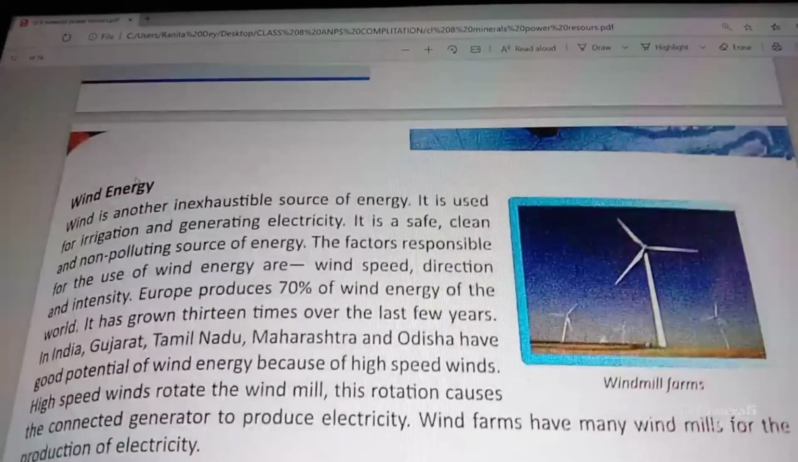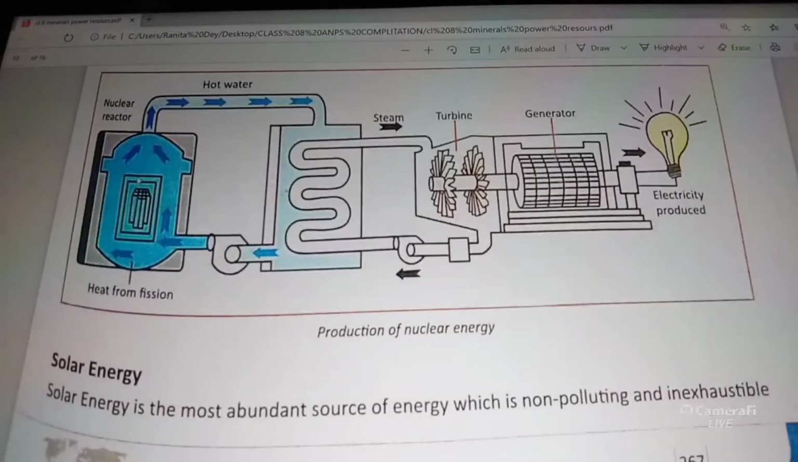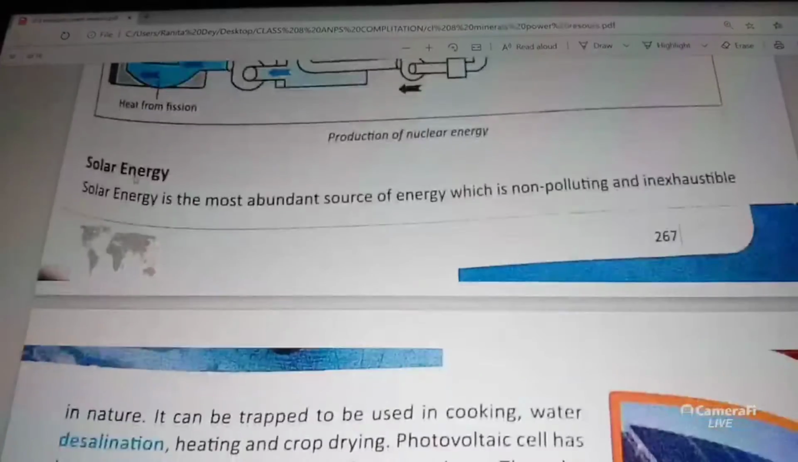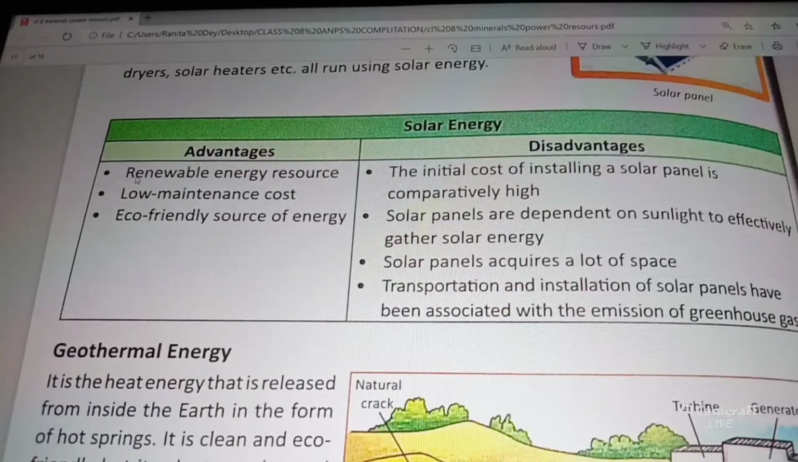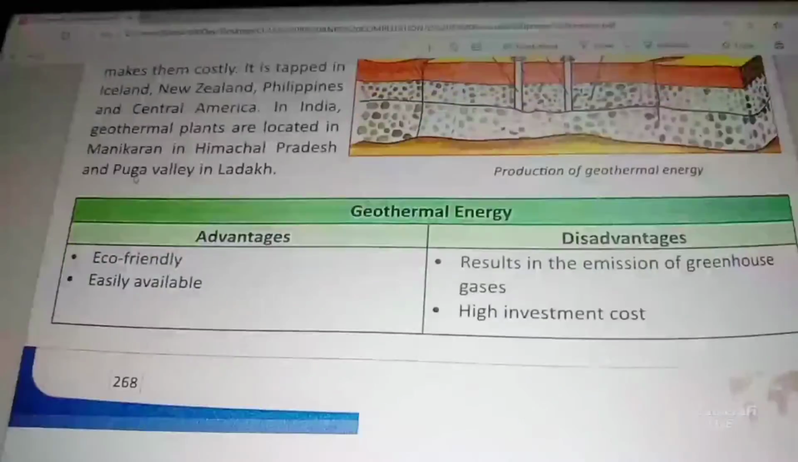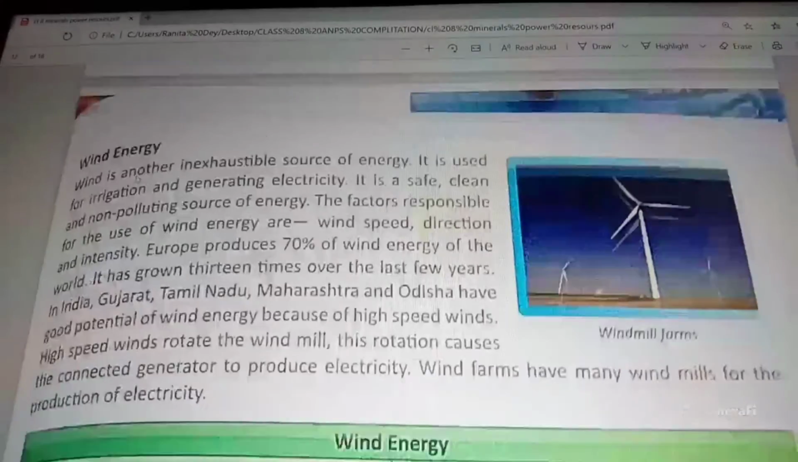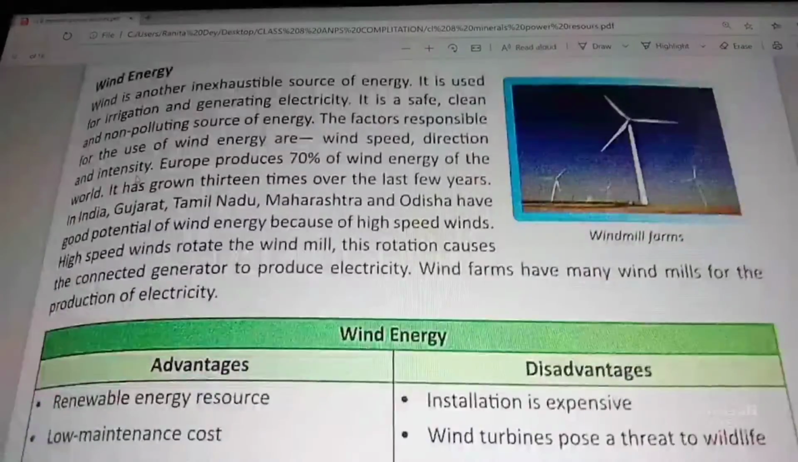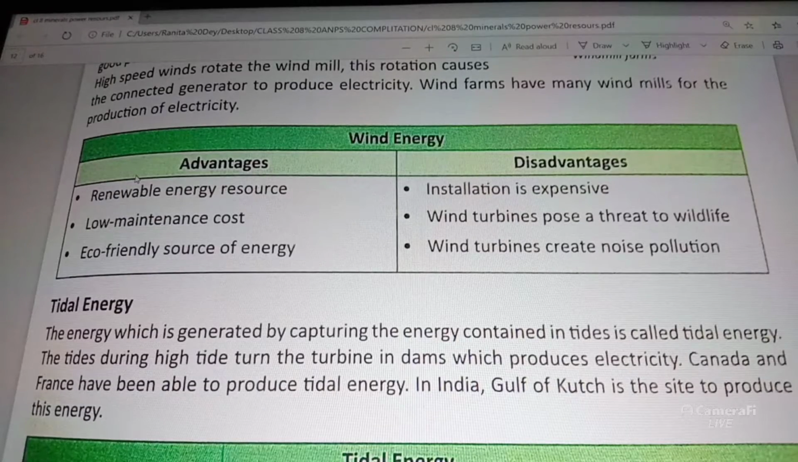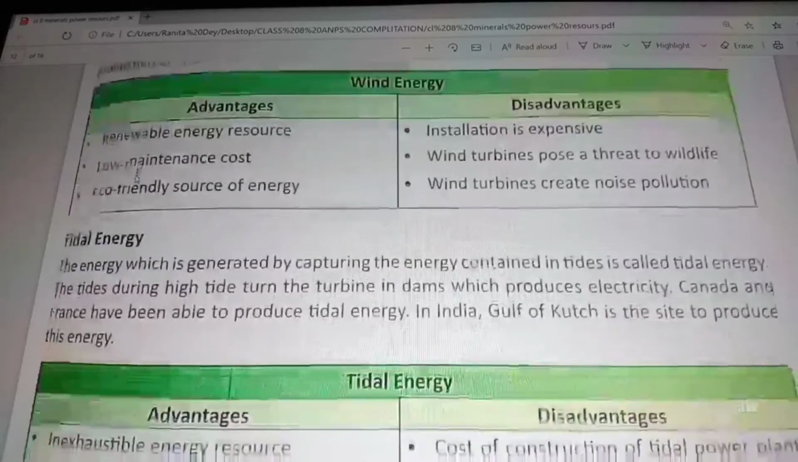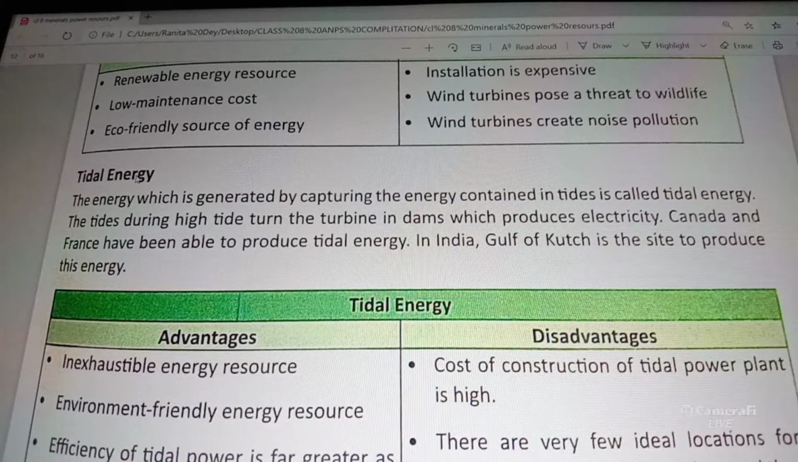non-conventional resources. In our previous video, we discussed so many non-conventional resources, like nuclear power energy, then solar energy, then the limitations of all of these, geothermal energy as well as wind energy, and we also saw in which areas they are situated, and wind energy's limitations. Now moving on to tidal energy.